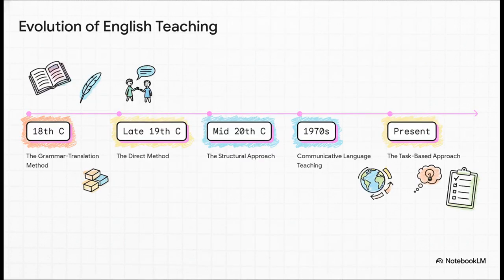And all those attempts to solve it, they've given us this really fascinating timeline. We're going to walk through these 5 major methods, starting with the super old school way and moving all the way up to what we see in classrooms today. Think of each one as a different answer to that coffee ordering problem.